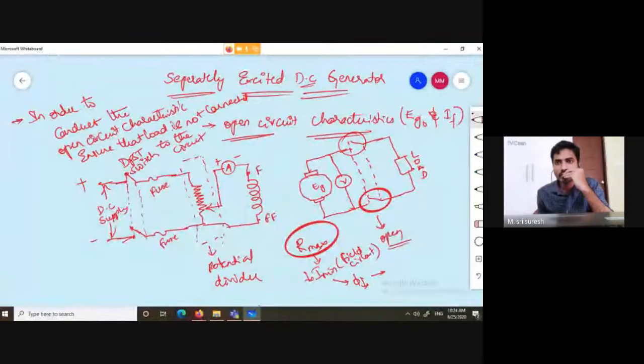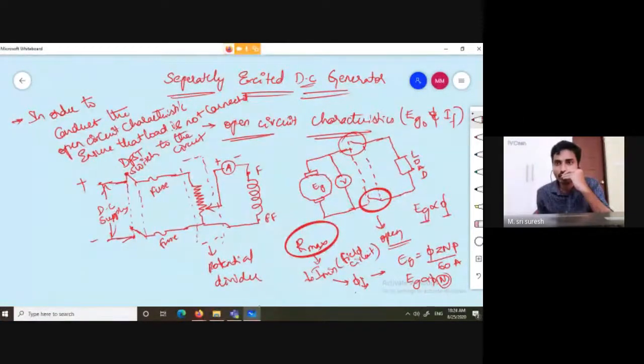If the flux is minimum, then according to the EMF equation of a DC generator, EG equals phi ZNP by 60A. According to this equation, EG is directly proportional to phi and N, with the remaining terms taken as constant, where phi is the flux and N is the speed of the generator. The speed is also constant, so EG is directly proportional to phi. This generated EMF depends on the flux value.